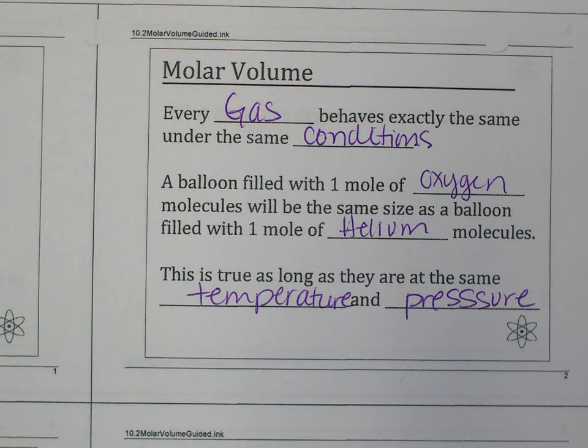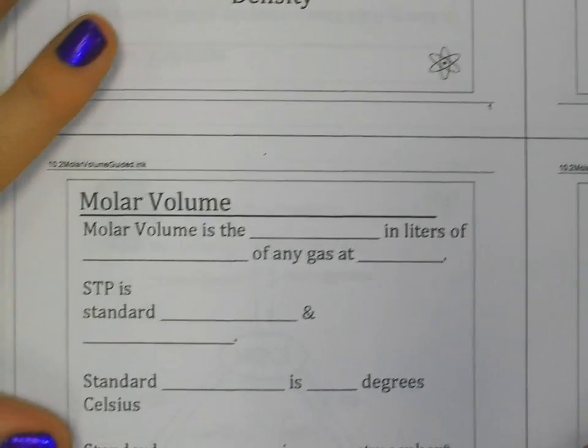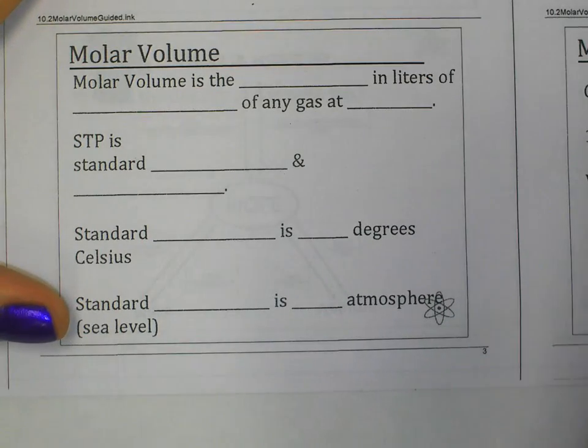Because we do know that if you increase the temperature, a balloon would expand in size. If you increase the pressure, a balloon would shrink down in size. So we have to keep those two things the same. As long as those are the same, then our gases will behave exactly the same. So that brings us to our next slide here.